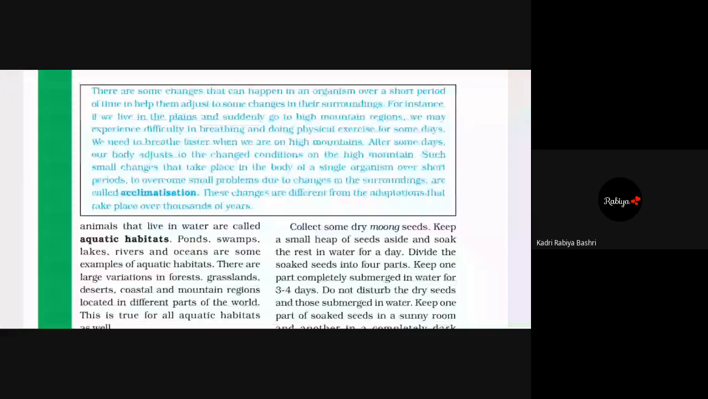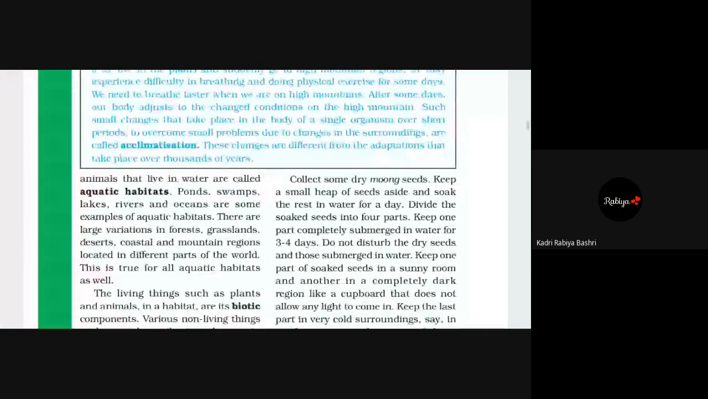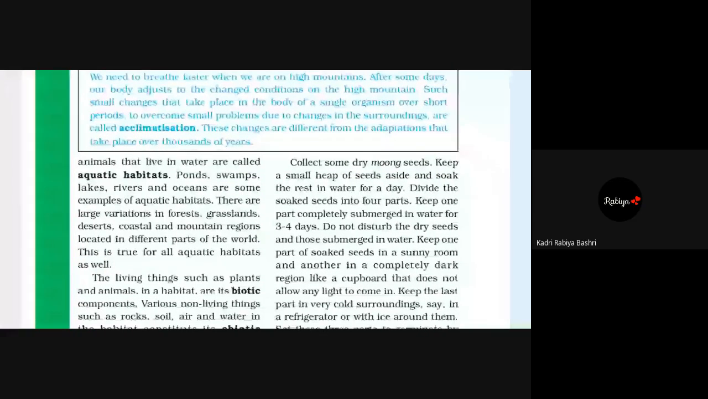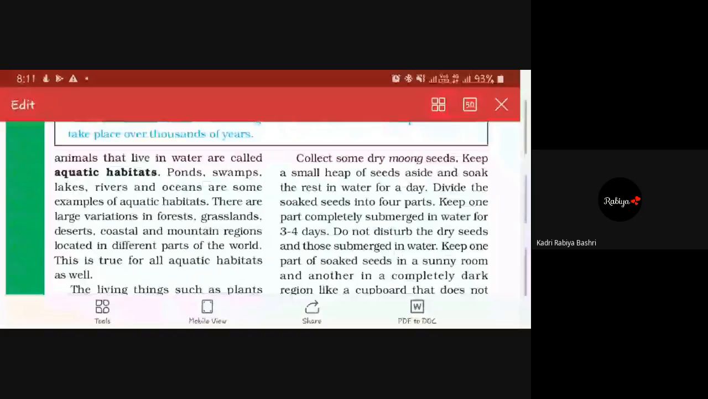Rabia Bashri, can you read it for me, please? Yes, ma'am. Animals that live in water are called aquatic habitat. Lakes, rivers, and oceans are some examples of aquatic habitats. There are large varieties among terrestrial habitats like forests. It's not varieties, beta, variation. Variation in forest.